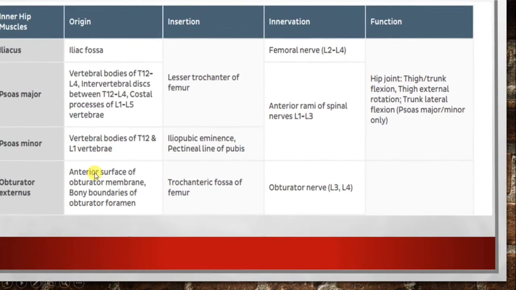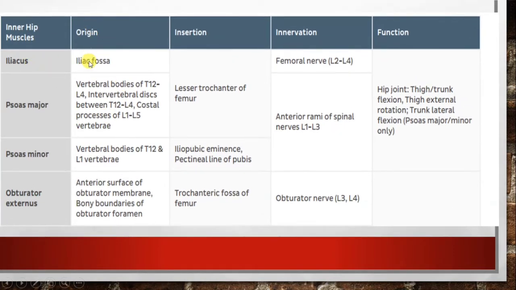Now we'll see the origin and insertion for these muscles. First of all, the iliacus. Since its name indicates it, it is arising from the iliac fossa. Insertion is the lesser trochanter of the femur. We have seen that around the head of the femur there are two trochanters. First one is the greater trochanter, while the other one is the lesser trochanter. So iliacus attaches to the lesser trochanter of femur.